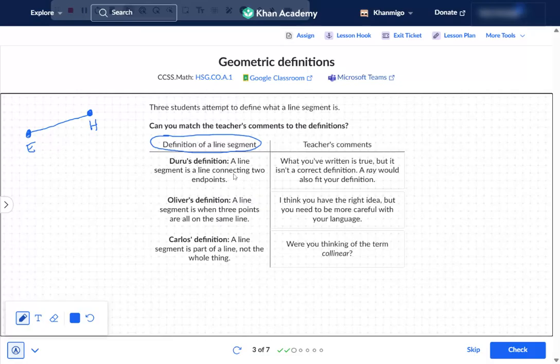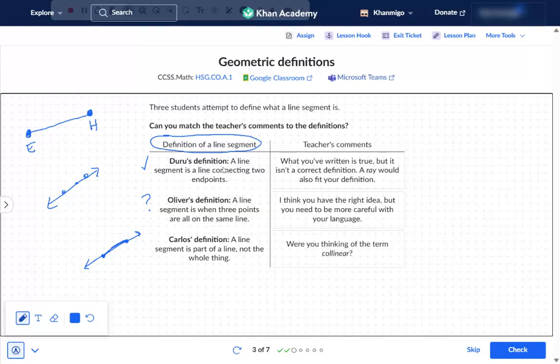So it's a line connecting two endpoints. Yep, a line segment is a line connecting two endpoints. Yep, that looks good. A line segment in which 3 points are all on the same line. That doesn't necessarily mean it's a line segment. So maybe not quite. A line segment is part of a line, not the whole thing. Okay. Yeah, a line segment could be part of a line, but not the entire thing.